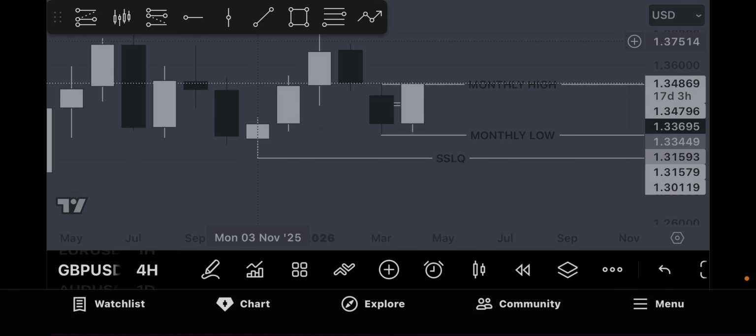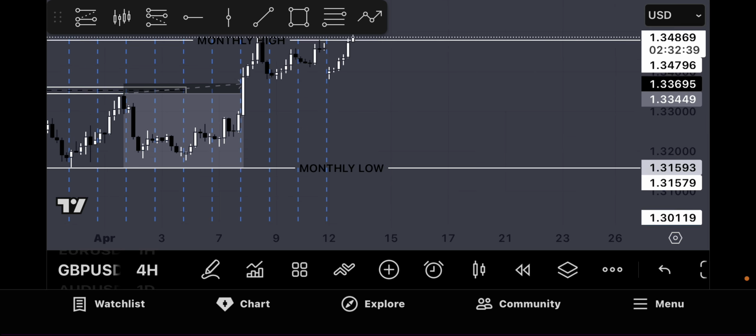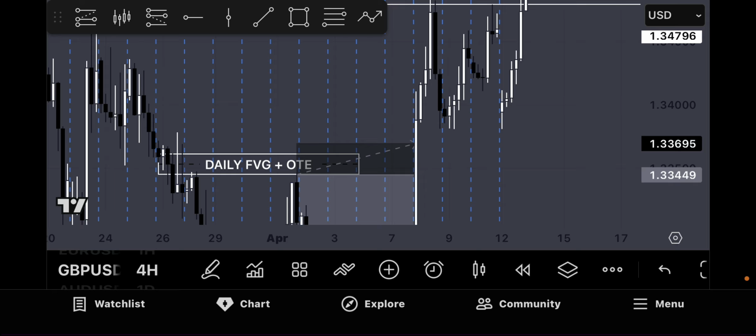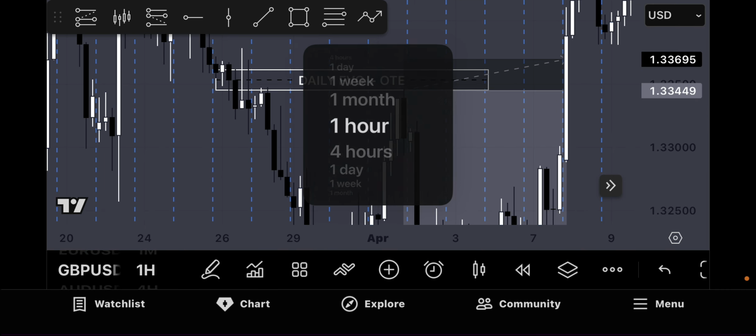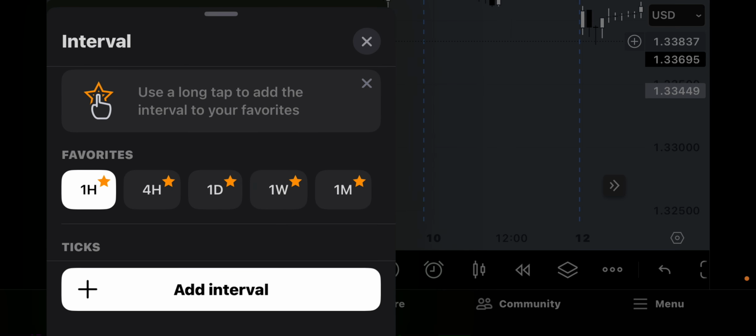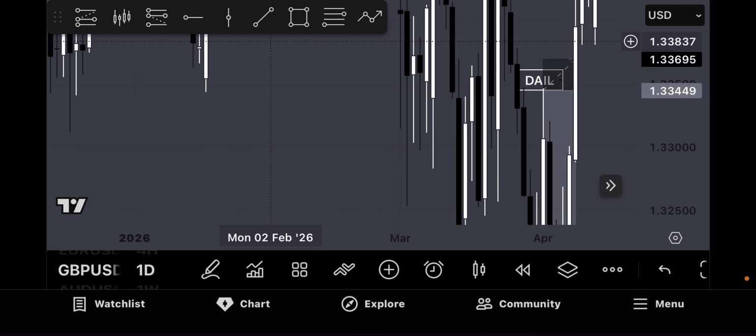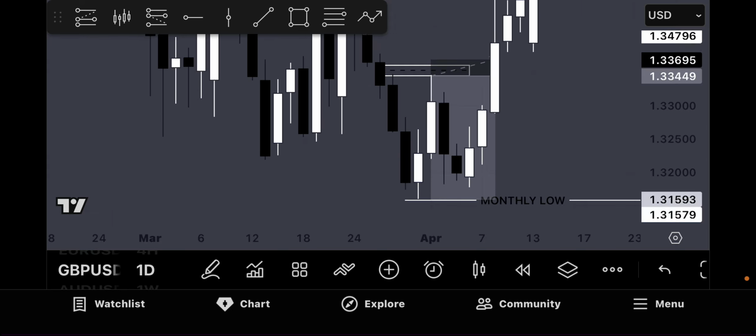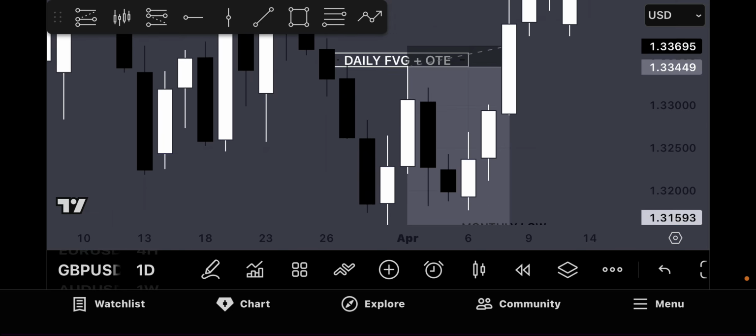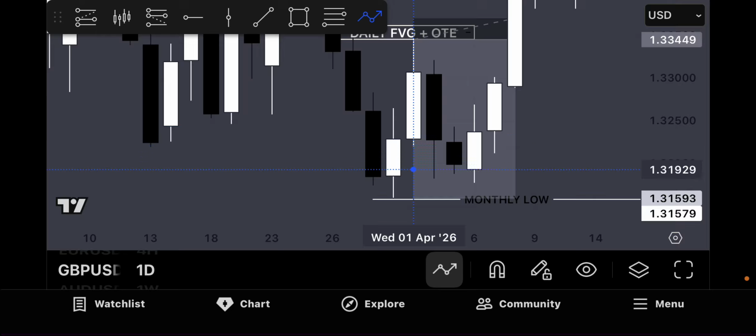Then GBPUSD, moved down to the 4-hour. Our daily, it was a daily fair value gap. So our daily fair value gap was tapped into before pushing a bit down, then right before hitting our take profit, it started changing direction and pushing up.